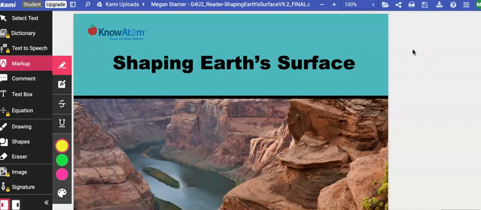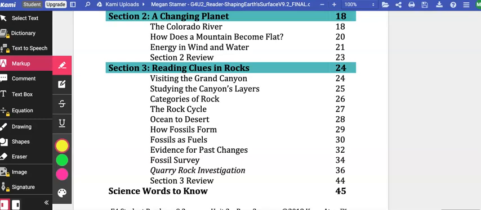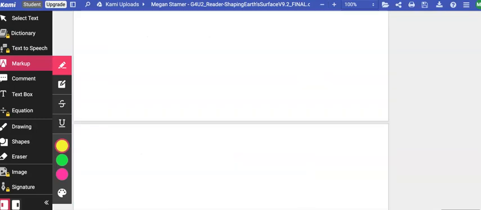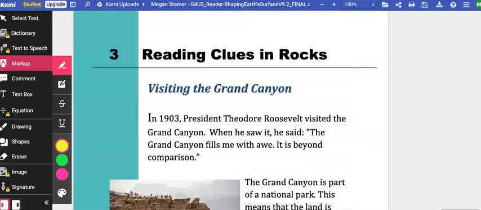Today we are going to read and highlight Lesson 3 of Unit 2, Shaping Earth's Surface. If you go and look at the table of contents, you can see that Lesson 3, Reading Clues and Rocks, starts on page 24. So scroll down to page 24 or flip to that page, and let's begin.